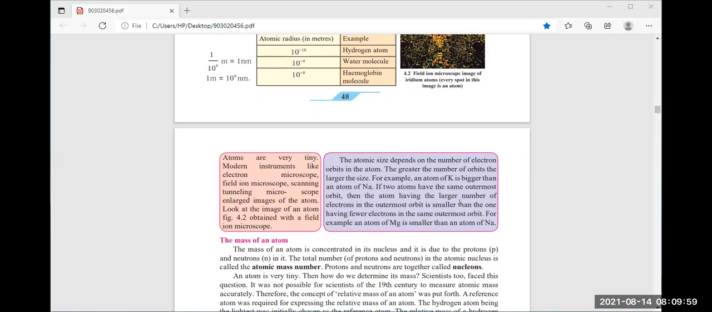Okay. So atoms are very tiny. Modern instruments like the electron microscope, field ion microscope, and scanning tunneling microscope enlarge them.